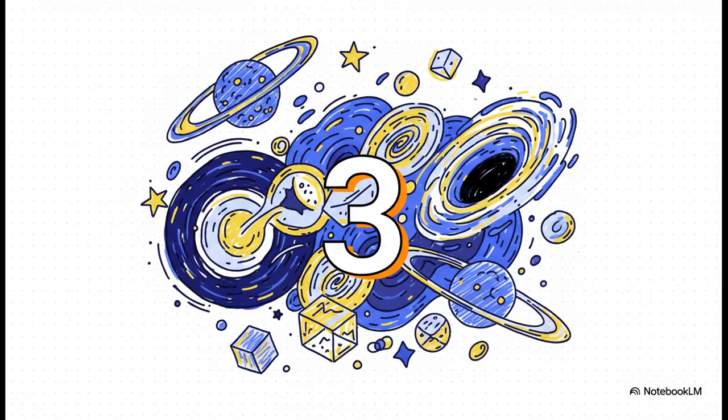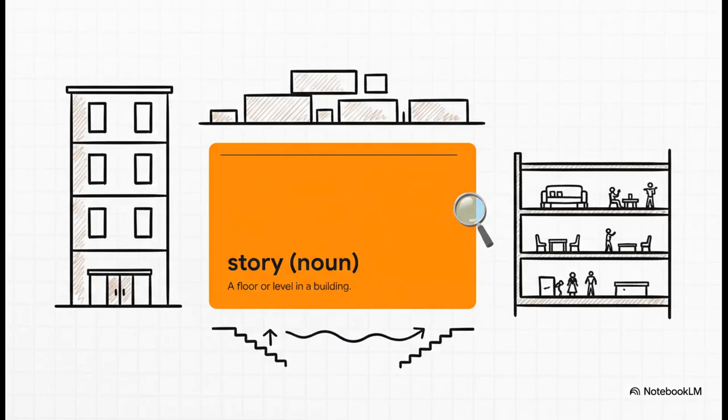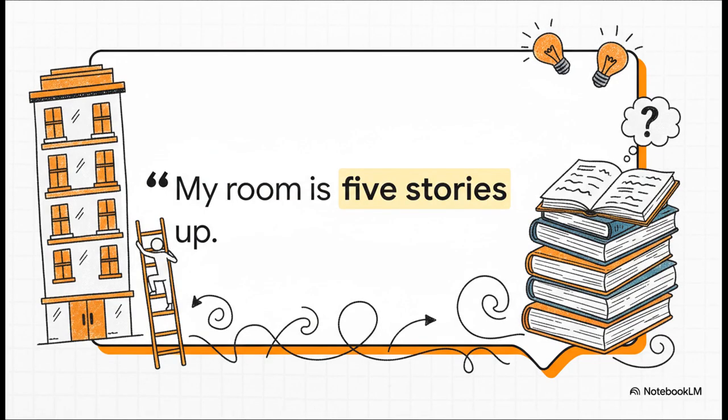And if you think that's a wild jump, get ready for meaning number 3, because this one is from a completely different universe. No narrative, no truth or lies. This third definition is purely architectural. It just means a floor or a level in a building. It has absolutely no logical connection to the other 2 meanings. If someone says their room is 5 stories up, you don't think they live inside 5 different fairy tales. It's just a way to measure height.